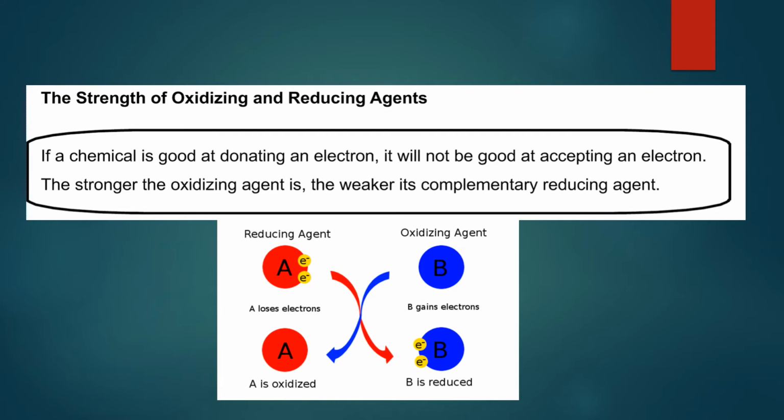So it stands to reason that the stronger the oxidizing agent is, the weaker its complementary reducing agent will be. Just as we looked at acids and bases and said that strong acids have weak conjugate bases, this is the same sort of thing. The stronger that oxidizing agent is, the weaker the complementary reducing agent is going to be.